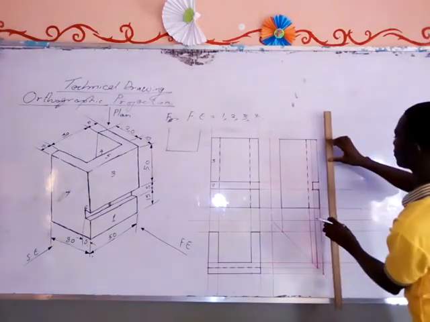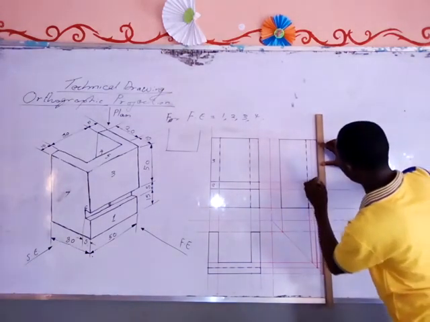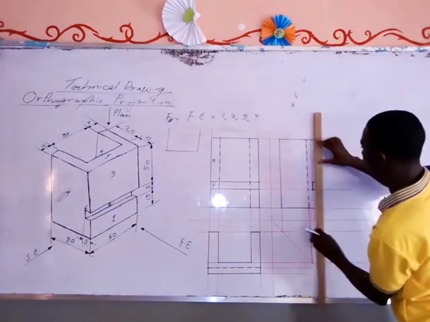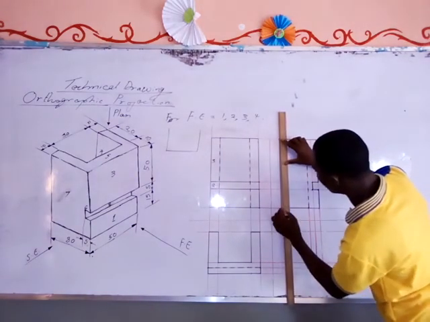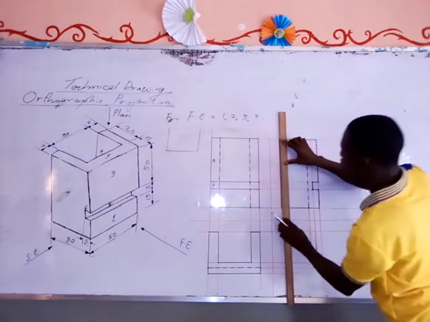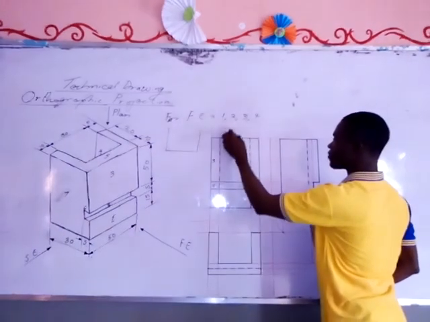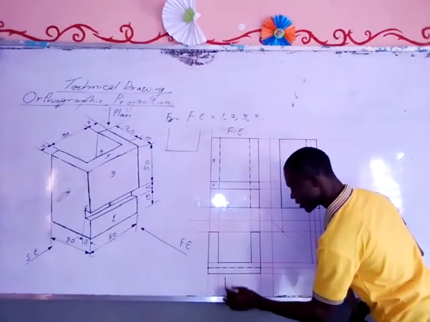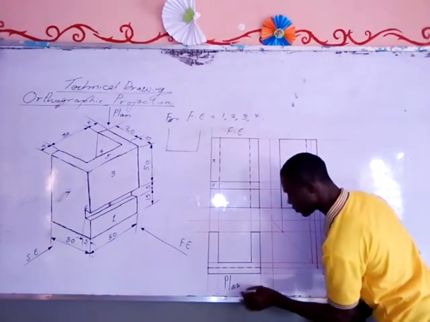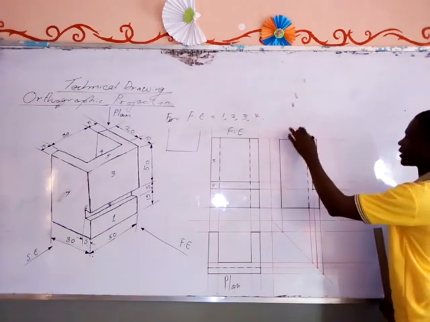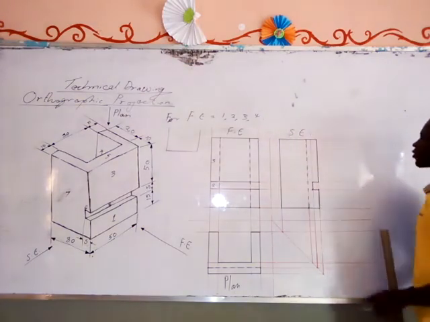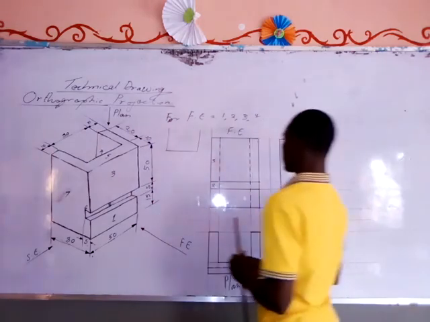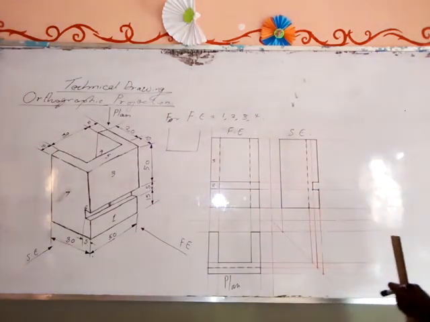Okay, so this is all that we have to do. We have produced the front elevation, the plan, and the side elevation. Let me show it here. This is the front elevation. This is the plan, or the top view, and this is the side elevation. So we are done. This is what you are going to have as the front elevation, the plan, and the side elevation.